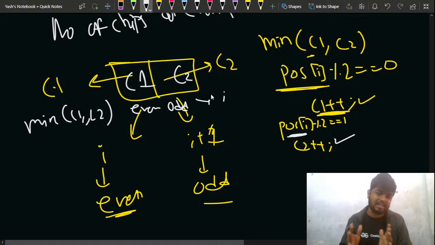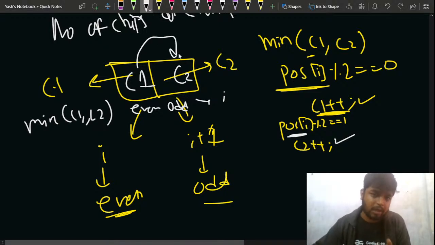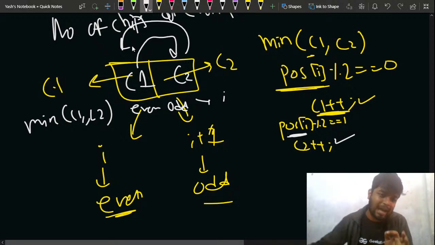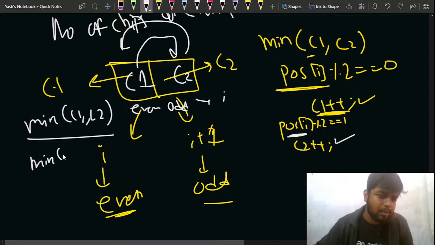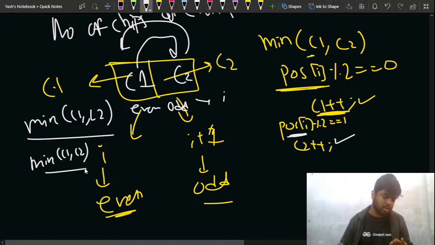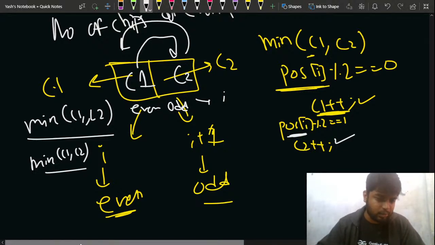So I need to make adjacent, since I want all of them to be clubbed together. So I can either do this or I can either do this. I'll do the one which is minimum for me. The minimum number of chips can either be at the even index or at the odd index. Is this much part clear to everyone? I think that this much part is clear to everyone, right?